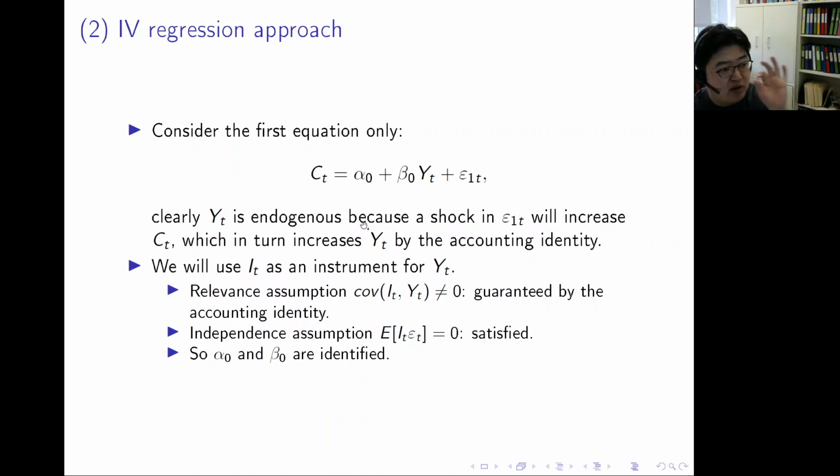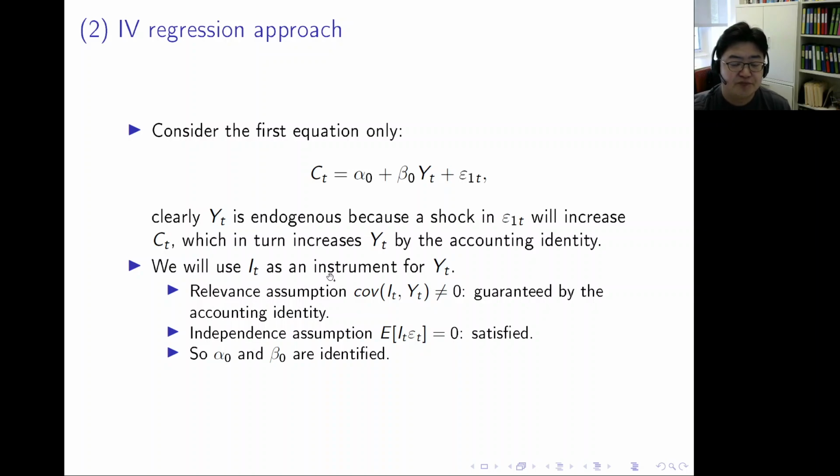Now I will take only one structural form equation like this. This is the first equation, and clearly y is endogenous. If epsilon 1 increases, that will increase C, and then higher consumption means higher output, and higher output will increase the consumption again. So that's the endogeneity. So I'm going to use the investment as an instrument, right?